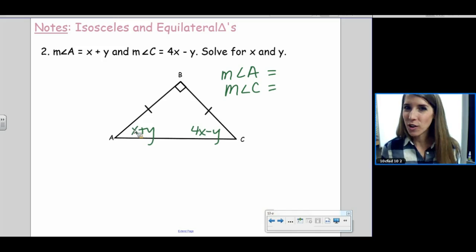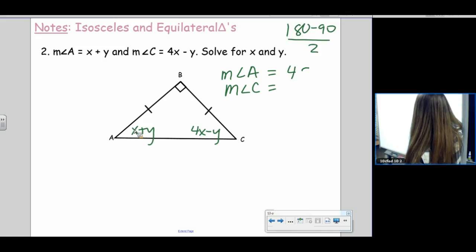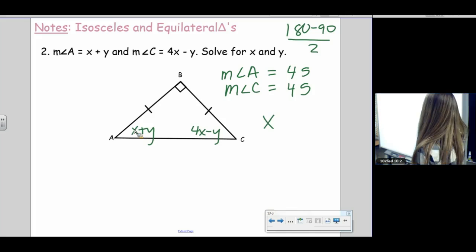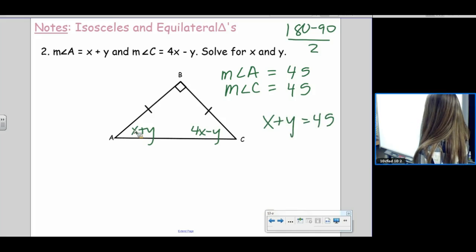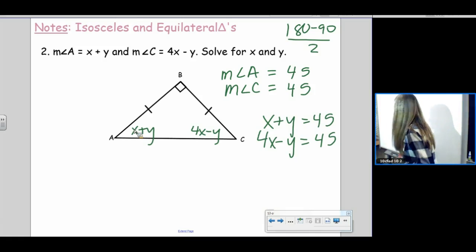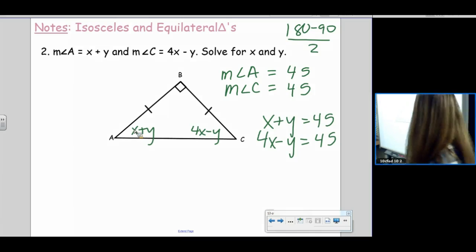So if we know that they're congruent, and we've already used up 90 degrees in our triangle, we could do 180 minus 90 divided by 2. Those are 45 degree angles. So we could set this up and we could say x plus y equals 45. 4x minus y equals 45. Do you remember how to solve a system of equations? You just add them together. This is called elimination. We're going to eliminate y. And to be really nice to you guys, we'll always have your systems set up so that elimination is kind of obvious and you're not having to move a lot of stuff around for now.